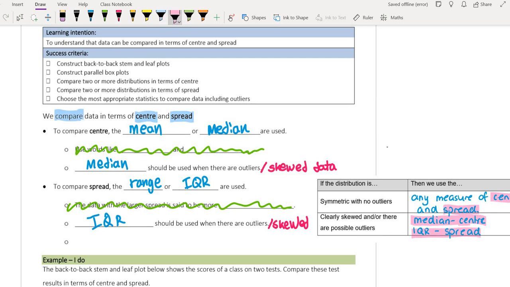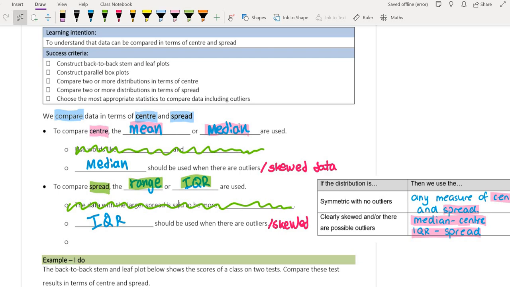When we're comparing center, we're looking at either the mean, which is the average of all the data values that you have, or the median, which is the middle number of your data. And when we're comparing spread, so how spread out the data is, we're looking at range, so the maximum number take away the minimum number, so where does it start and where does it end, or the IQR, which is sort of the middle 50% of the data.